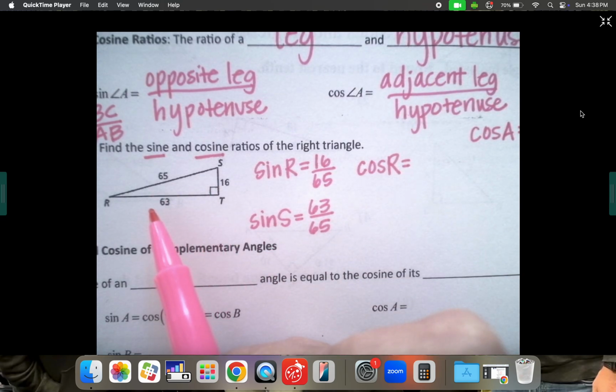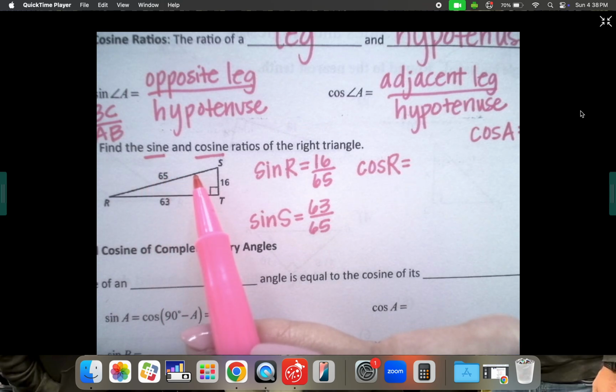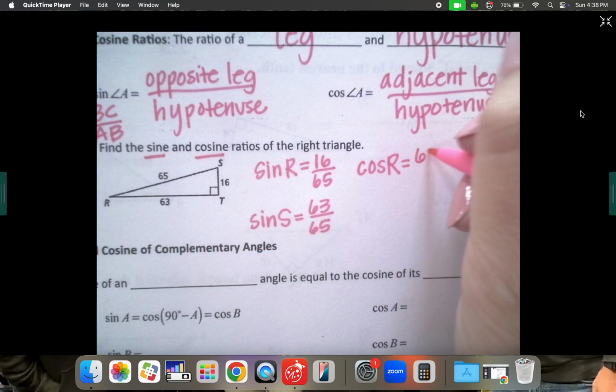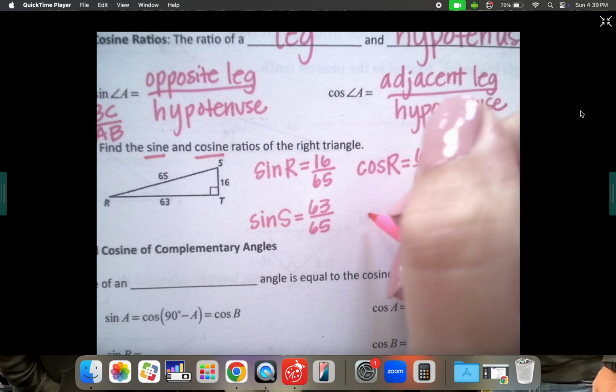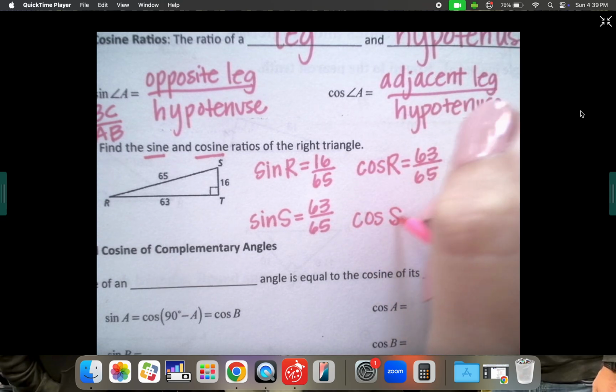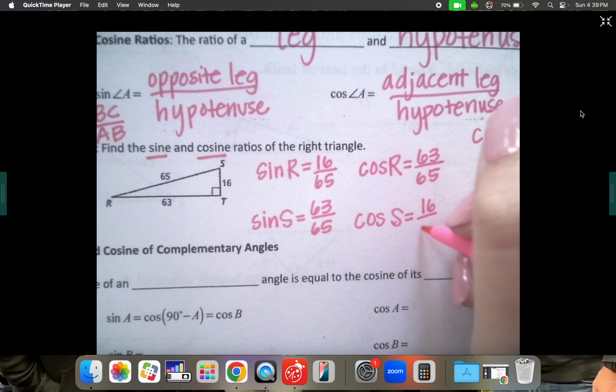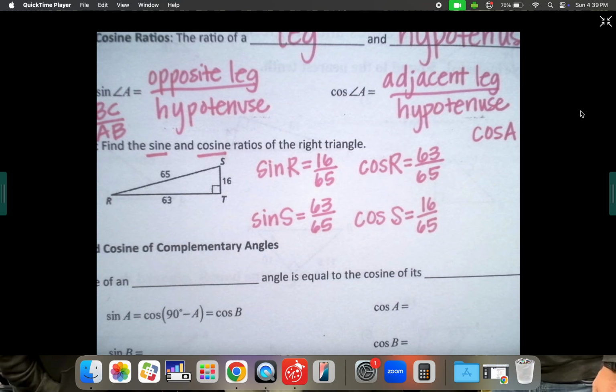All right, so for cosine R, remember cosine is adjacent over hypotenuse. So if we're going from R, adjacent would be this 63. Remember, it's not the hypotenuse or the opposite, so it's the other one, it's the adjacent. So 63 over hypotenuse, which is 65. And then cosine of the other one, which is S. If we're looking from angle S, the adjacent leg would be this one. It's not the opposite, it's not the hypotenuse, so it's the adjacent leg. So that'd be 16 over hypotenuse. So 16 over 65. I don't think that simplifies. You guys are going to have to tell me later if it does. I'm not going to take time to do it.